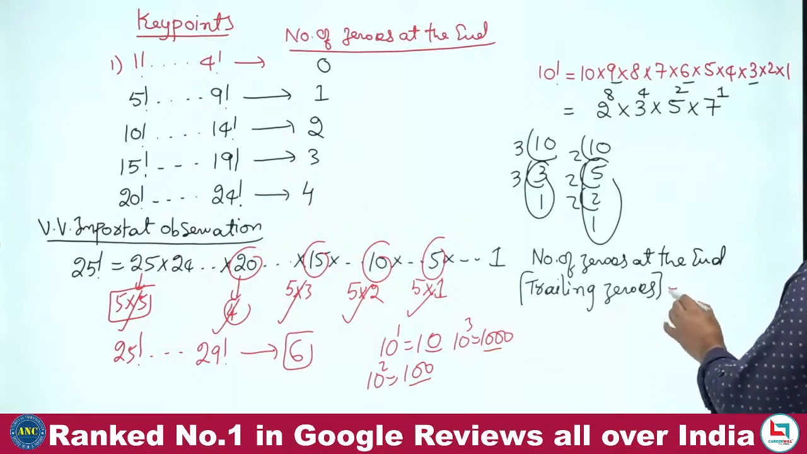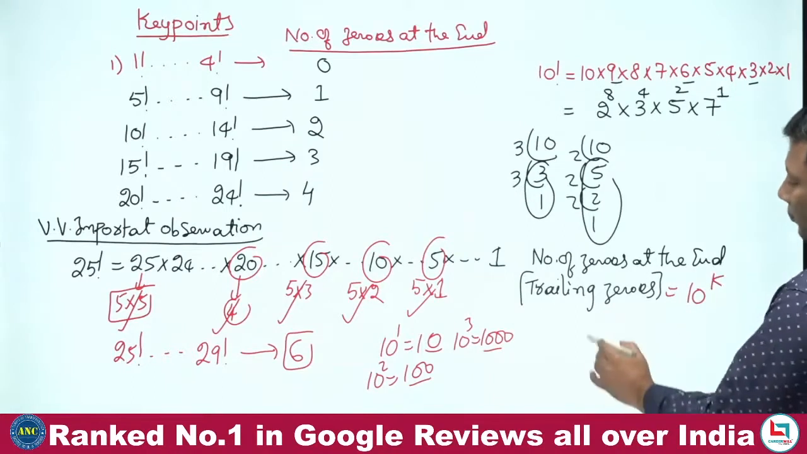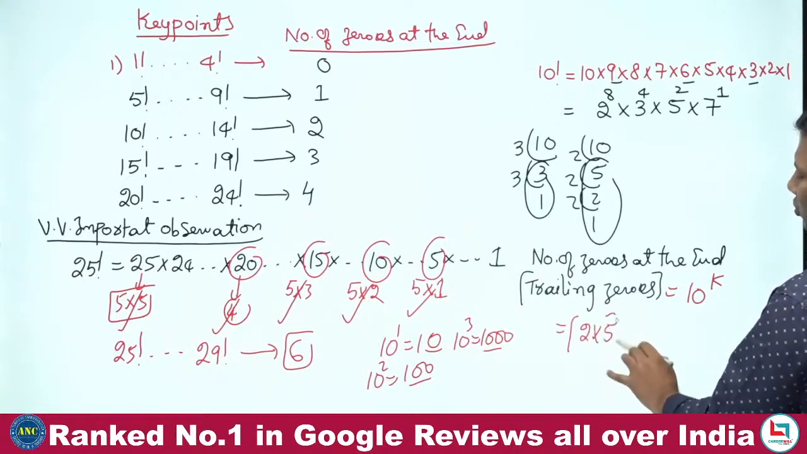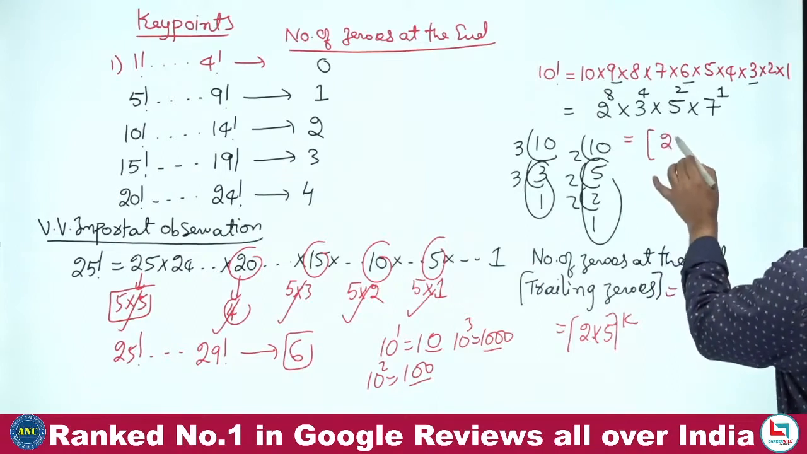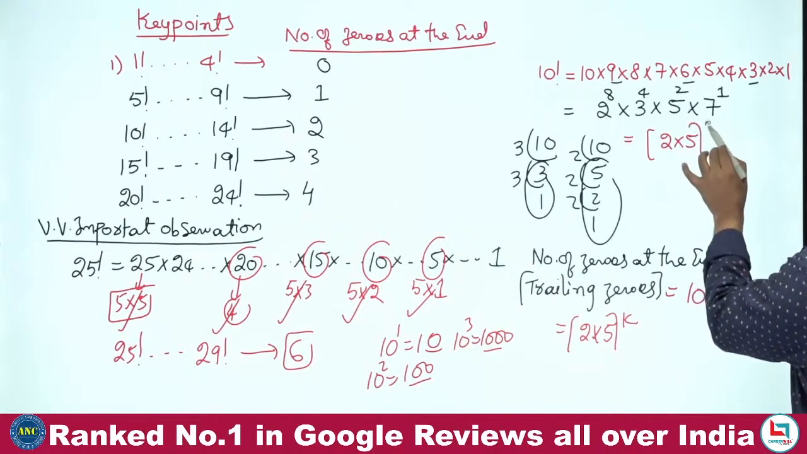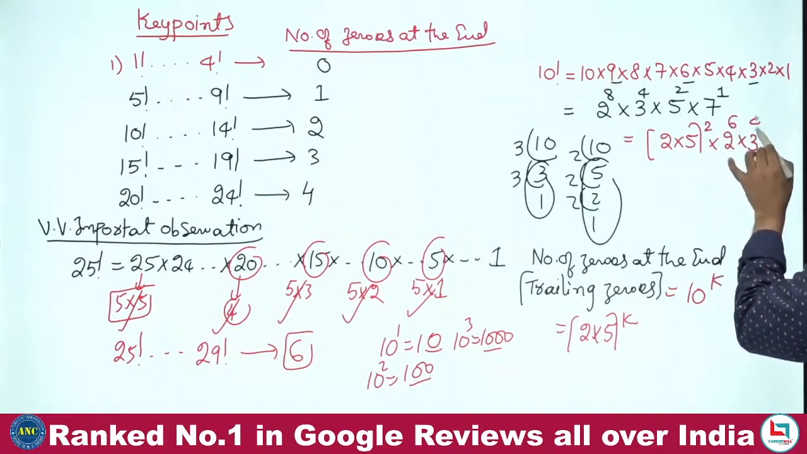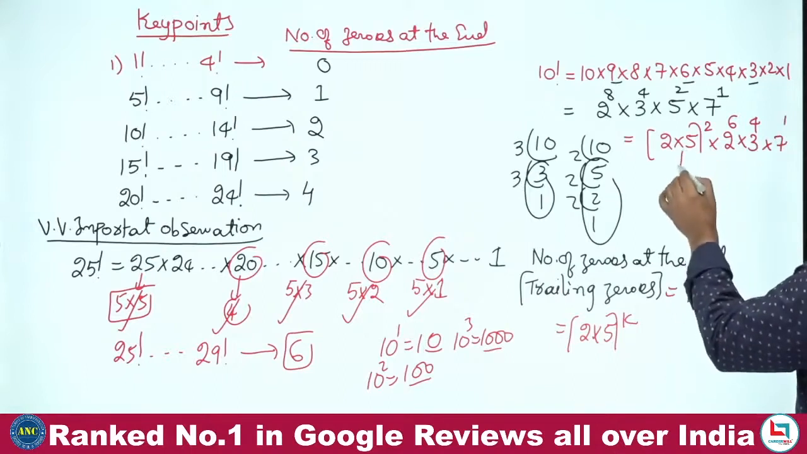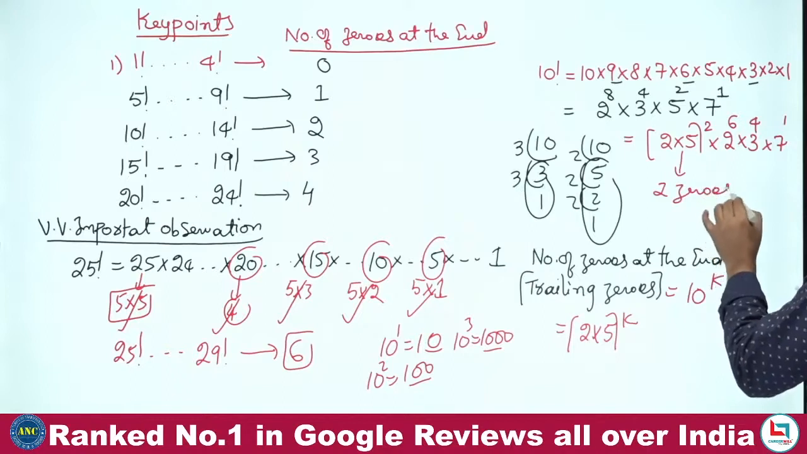The number of zeros at the end is always the highest power of 10. 10 can be written as 2 into 5 to the power k. So this can be written as 2 into 5 power 2, into 2 power 6 into 3 power 4 into 7 power 1. 10 square will have 2 zeros at the end.